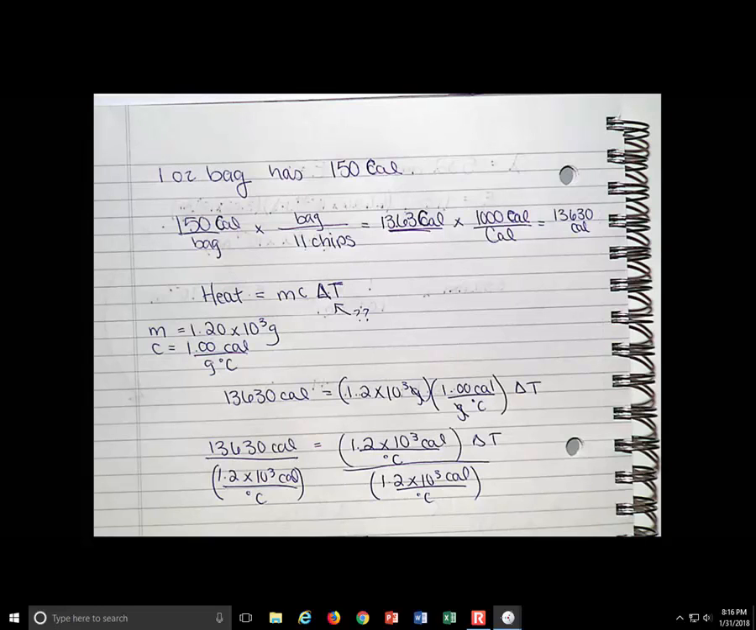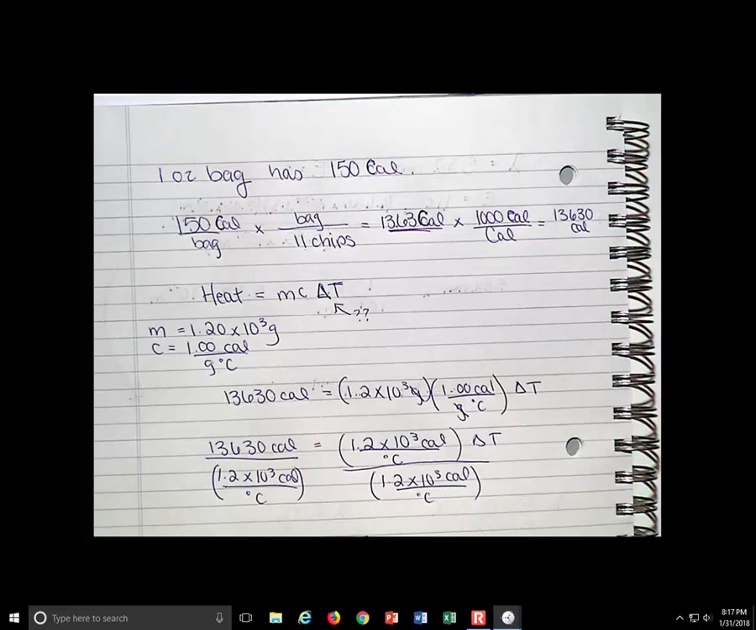So probably one of the best problem-solving techniques you can have is first figure out what you're trying to identify and then label all of your variables. Once you have all your variables labeled, you can see what information is missing. And then ask yourself, how are you going to find that?